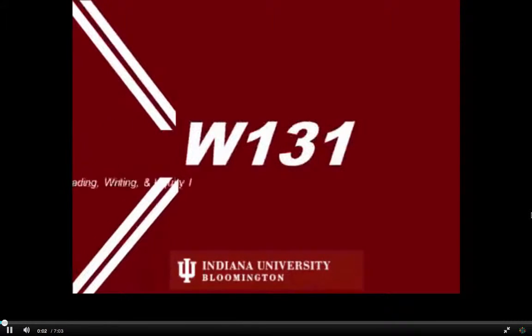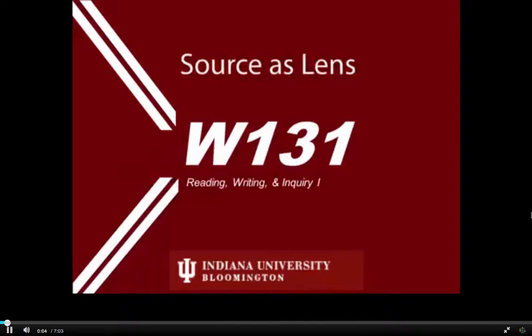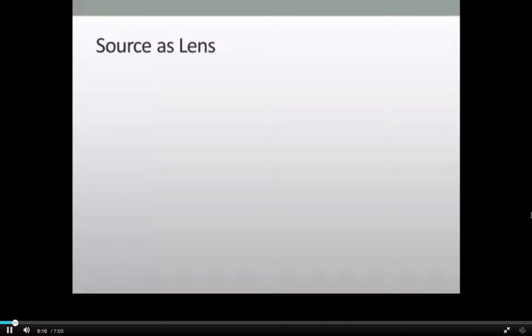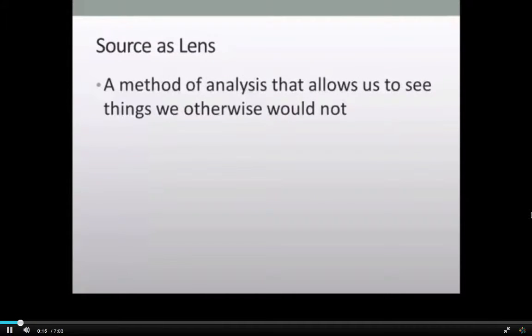Hello. Today I'll be talking about the ways we can use sources in our writing, and in particular a very important W131 heuristic called source as lens. More than anything, using a source as a lens is a habit of mind. It's a method of analysis that allows us to see things we otherwise would not.